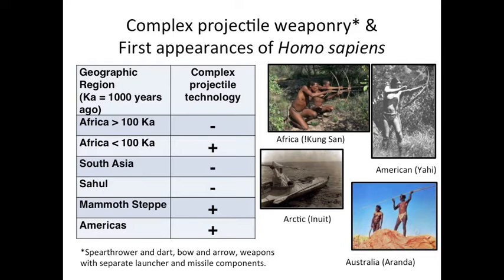Now, when I look at the stone tool evidence associated with Homo sapiens dispersal into these major geographic regions, I can see a pattern. The very earliest occurrences of Homo sapiens in Africa lack evidence for complex projectile weaponry. Complex projectile weaponry is also absent from the archaeological contexts with early South Asians and early Australians. Then it appears in Africa a little after 100,000 years ago, in places like those caves described in other localities. And then it shows up together with early human fossils in the Mammoth Steppe and in the Americas.